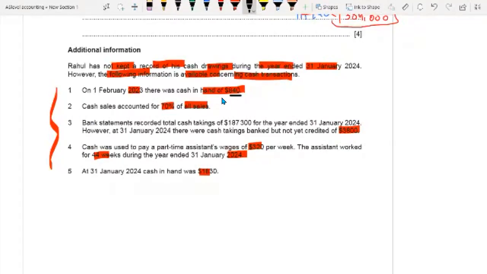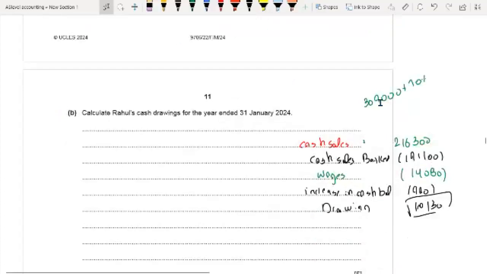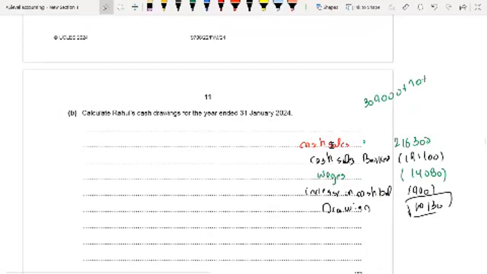For this, basically, we can make the receipt and payment account. So it means that this would be on the debit side. It means that it would add into the receipt and payment account. Cash sales accounted for 70% of all sales. So the sales was this, and you just need to multiply it by 70%. So 3,09,000 multiplied by 70% is equal to 216,300, which is our cash sales.